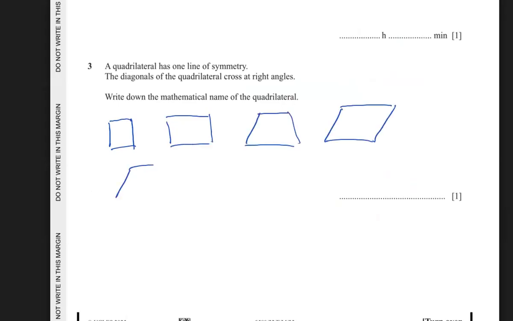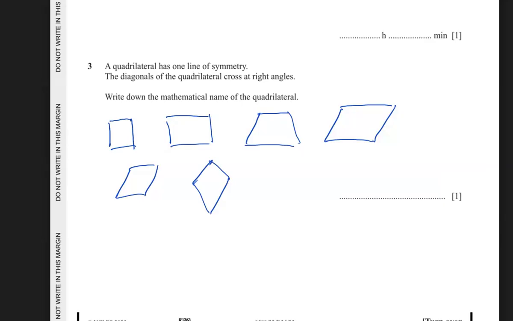Next one, question 3. The examiner's report says most students found this challenging. That means most students cannot get this. A quadrilateral has one line of symmetry. In your syllabus, it will be helpful to recall the special quadrilaterals: square, rectangle, trapezium, parallelogram, rhombus, and kite. If you can, try and recall all these. These are the only special quadrilaterals that you will do.